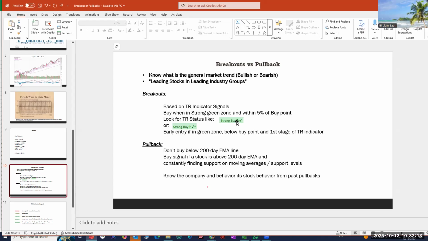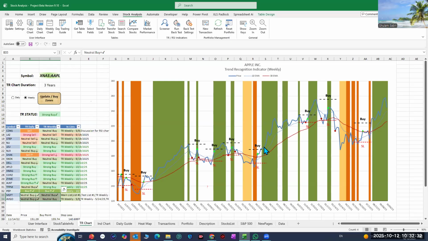This up arrow means that it has just started recently. In other words, it has just started in the last period, either the last working day or the last week. This check means that it is within 5% of this buy point. This is what we were trying to emphasize: if the stock is within 5% of this buy line and it is in a strong zone, then you should see something like this, a strong buy, this green zone, and a check mark.